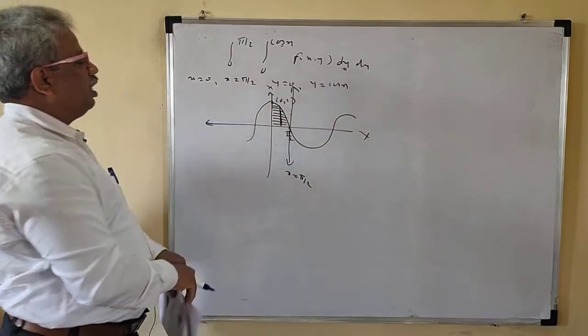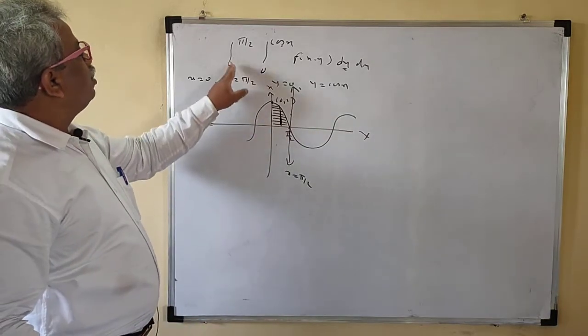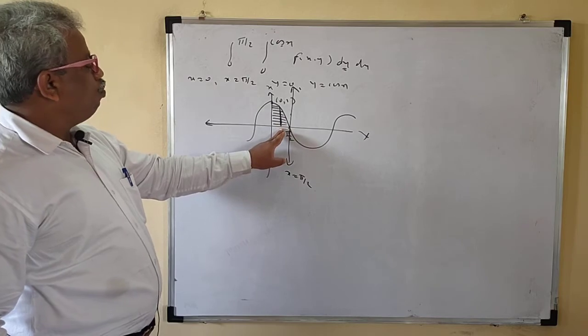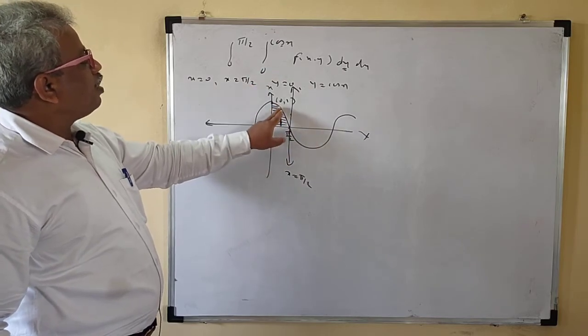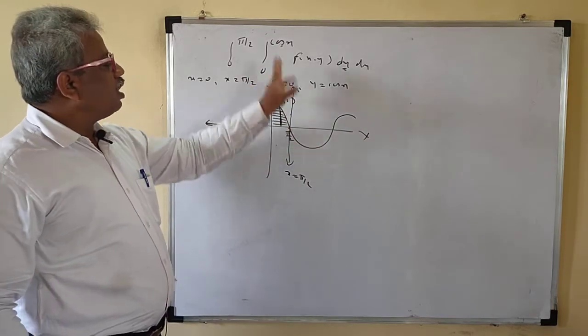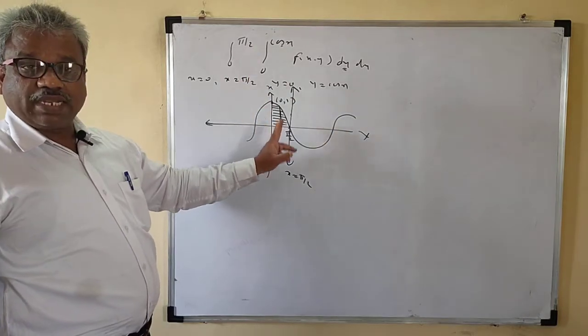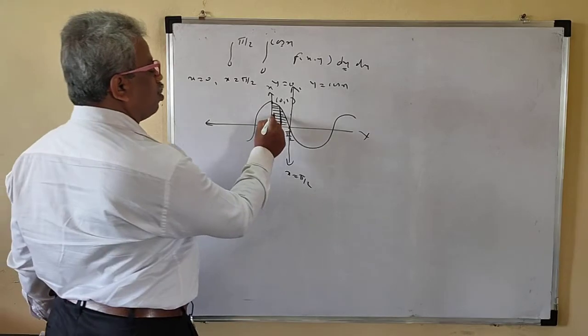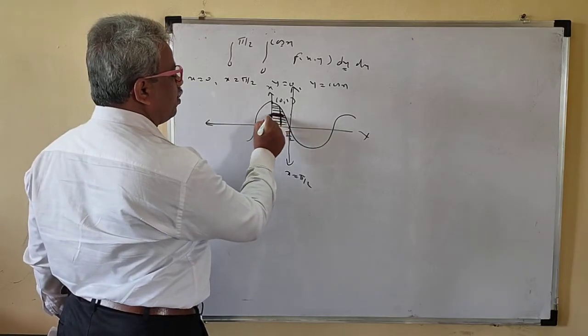Now see here, x is equal to 0 to pi by 2. Y from the lower curve is 0 and y from the upper curve is cos x. So this is correct, the strip was parallel to the y axis and our region is correct.